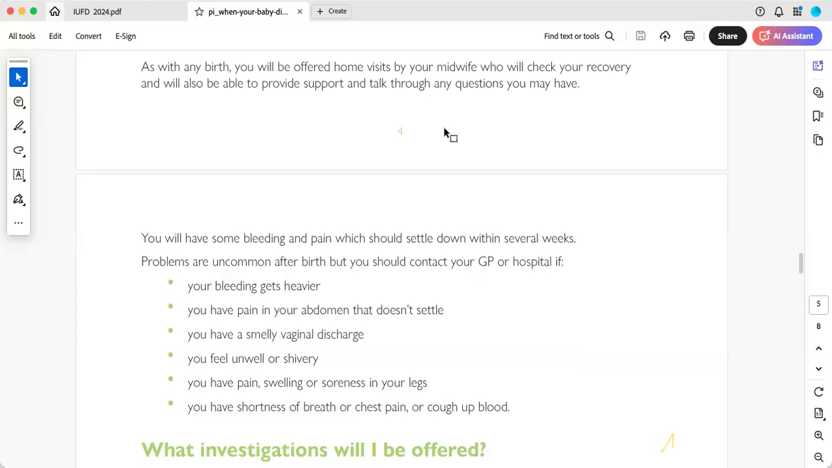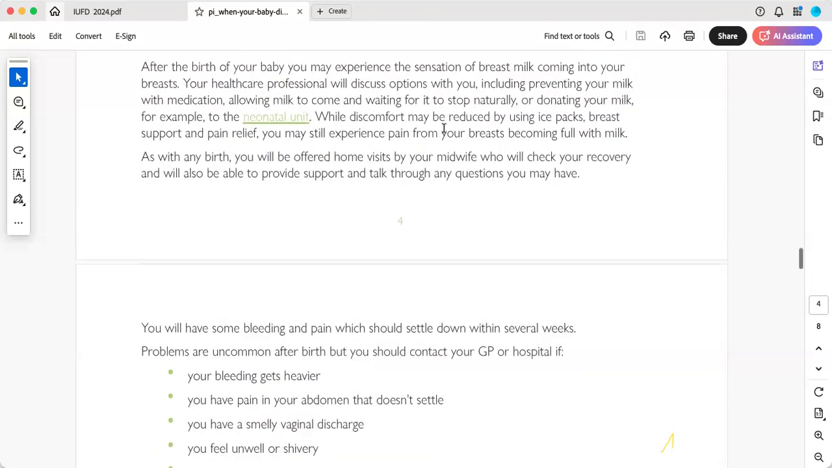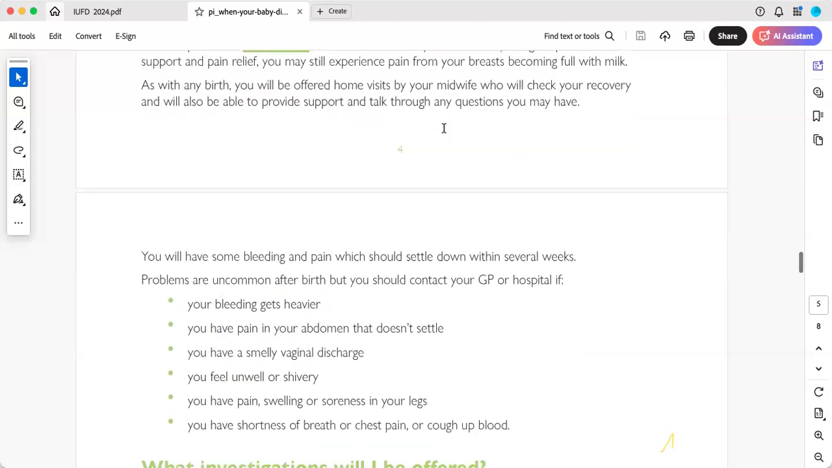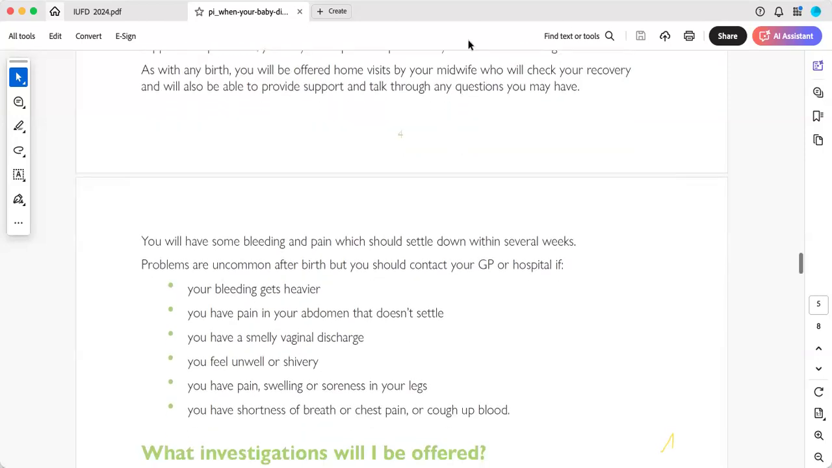The patient will be offered, of course, after the delivery, okay? She will be offered postnatal visits by the midwife to check the recovery, okay? And to provide support and to talk through any questions that the patient might have, okay? They will check on her own health about the bleeding, discharge, presence of fever, any soreness in the legs, okay?